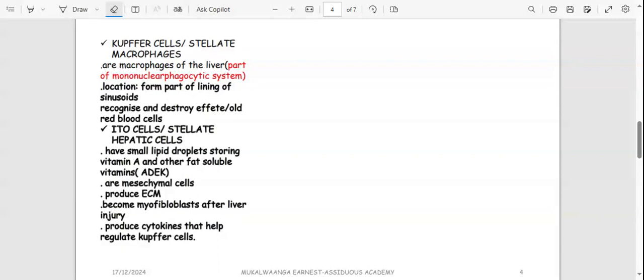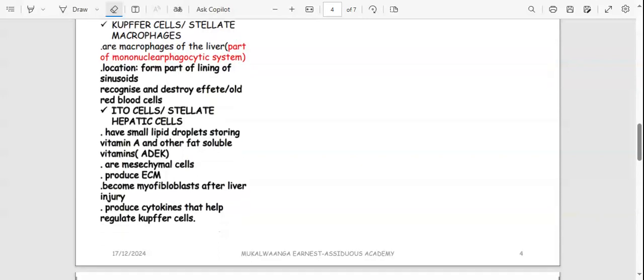Once you know where the thing is, ask yourself, why is it there? So that you understand very well. Once you understand, you never forget. So we're saying these macrophages are part of the lining of the sinusoids, so they recognize and destroy defective or odd red blood cells. That is why they are in the lining of the sinusoids.